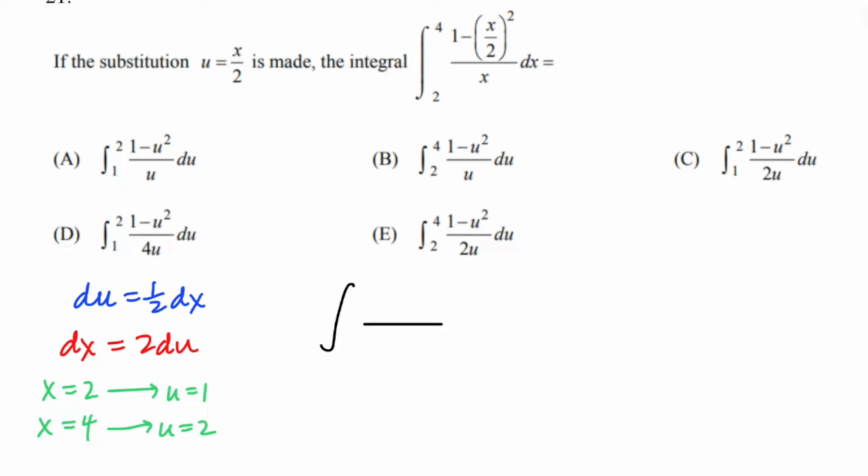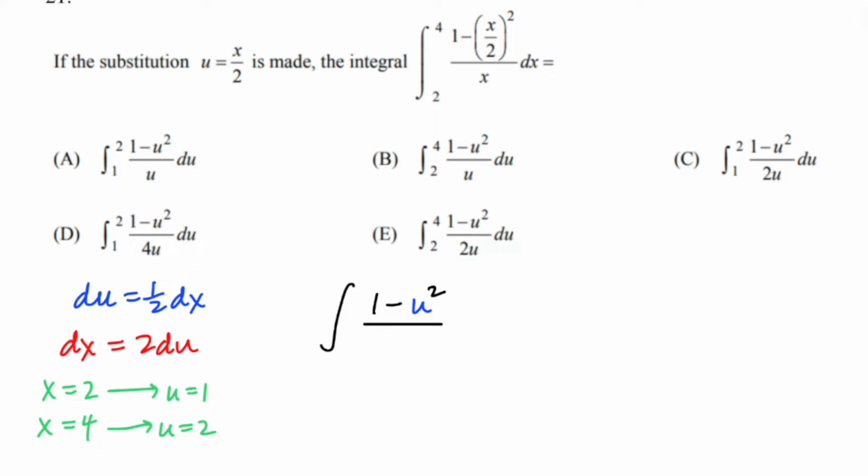And the numerator, I'm pretty confident that's going to be 1 minus u squared. Like, what else would it be? You can see that in the answer choices too. But the denominator, this x, what am I going to do there? Now, you can look to the answer choices for some guidance, right? I've got A and B having u in the denominator. That doesn't seem quite right.